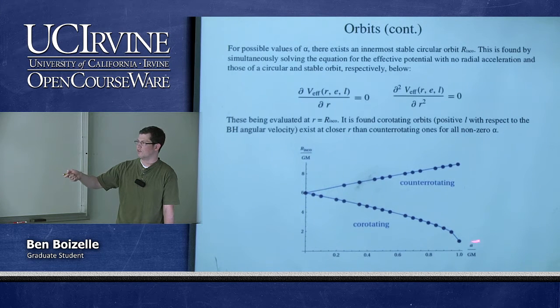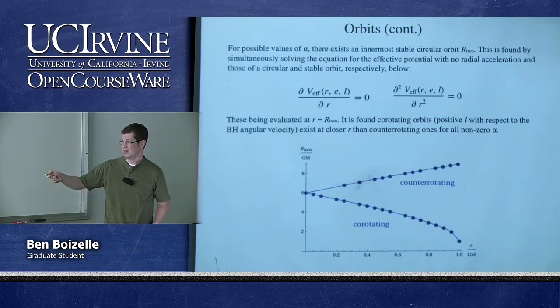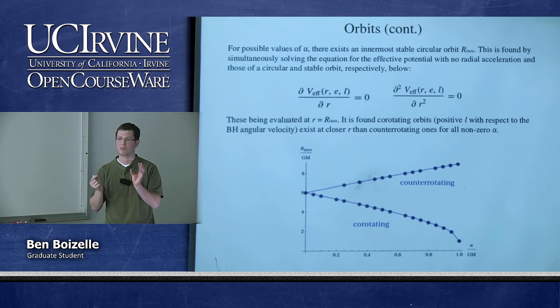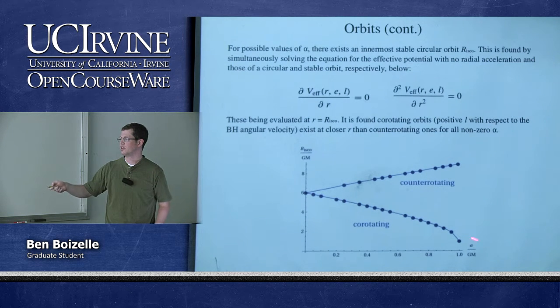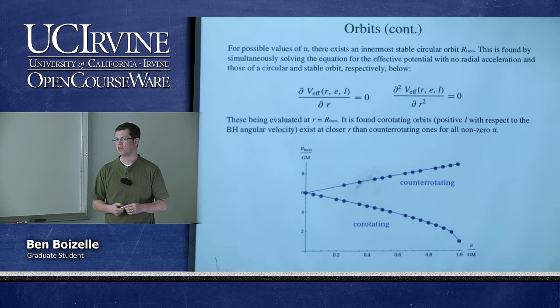a set of points. This is, of course, the innermost stable circular orbit versus the alpha parameter of the black hole. And you see that, right here, this would be the Schwarzschild radius. For a co-rotating orbit, in other words, the black hole is rotating in the same direction as the particle about it, you're able to get to about half of the Schwarzschild radius, whereas if you rotate in the opposite direction, you will actually not be able to get as close.